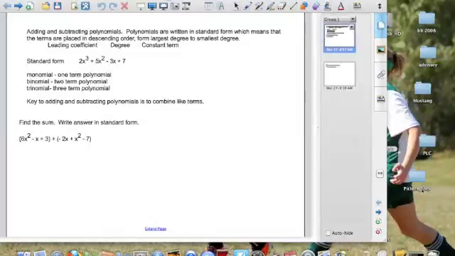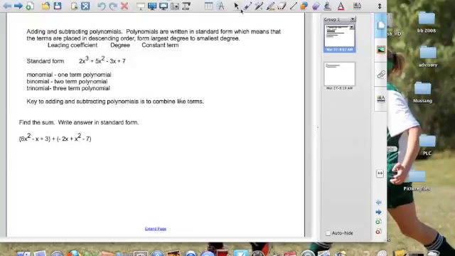Look at adding and subtracting polynomials. Now, polynomials are the broad term for monomials, binomials, trinomials. So it can have as many terms as you would like. We always write polynomials in what we call standard form, which means you place them in descending order, with the largest degree first to the smallest degree.